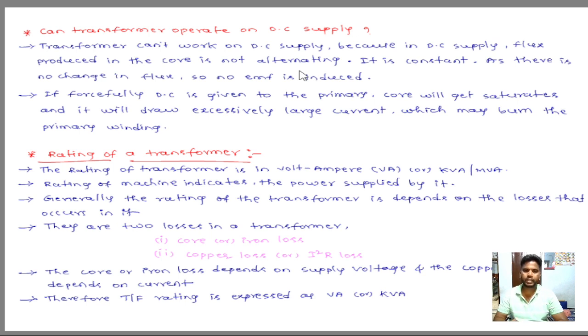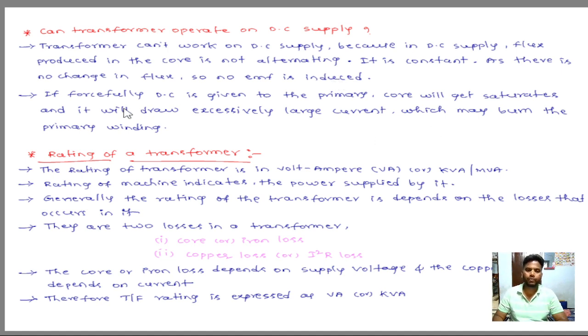As we know, as there is no change in flux, there is no EMF induced in the coil. According to Faraday's laws of electromagnetic induction, only when there is a change in flux with respect to the coil or conductor is EMF induced in the conductor. Here we are giving DC supply, so we get DC flux, meaning constant flux. The flux is constant and the conductor is also constant. Therefore, there is no EMF induced in the conductor.